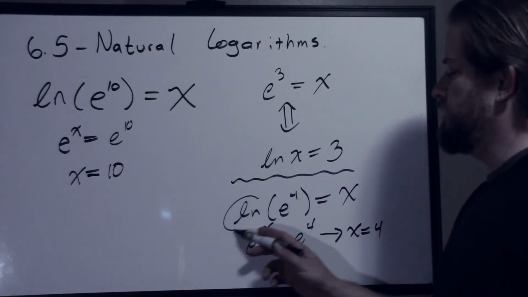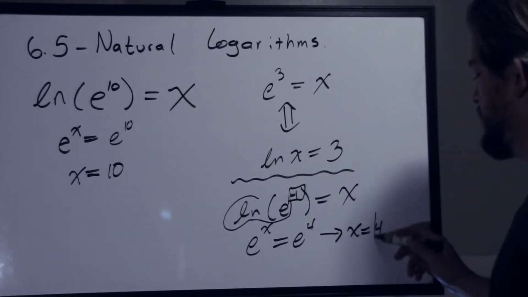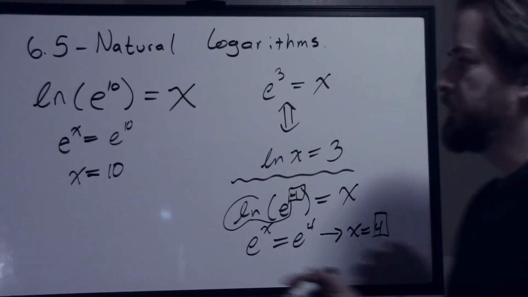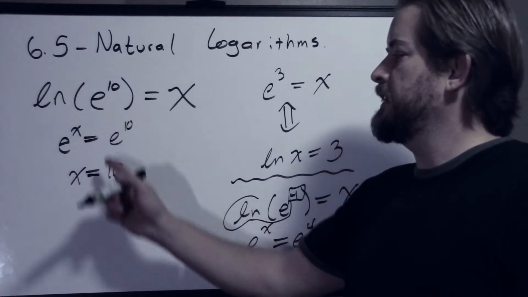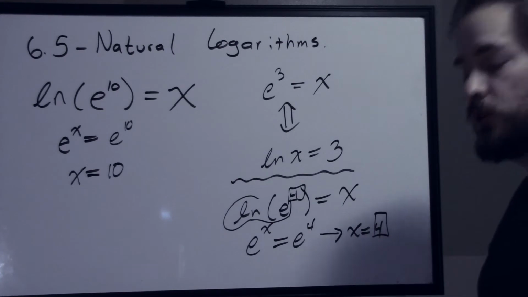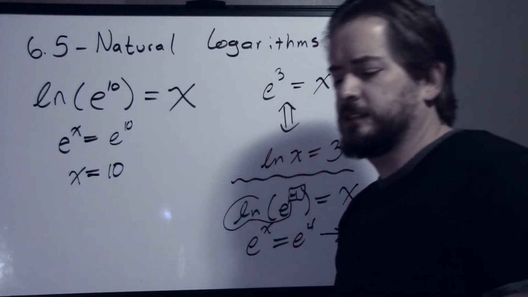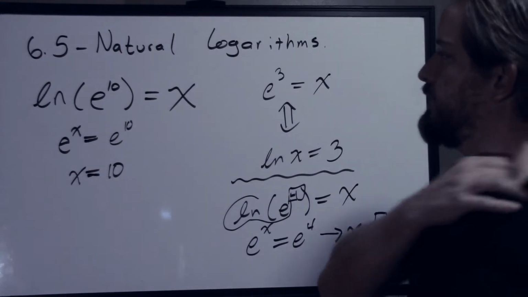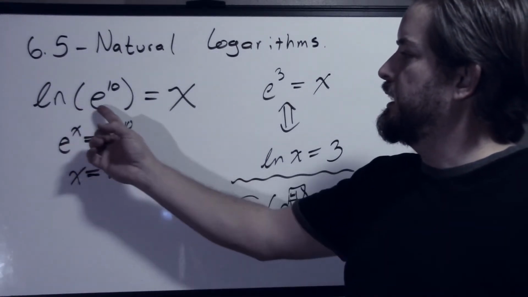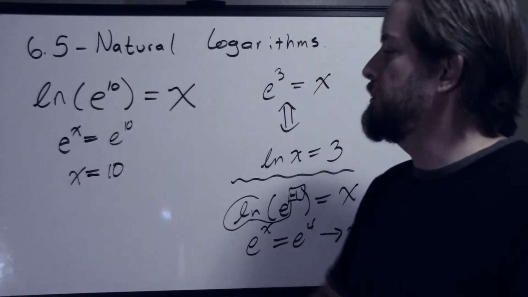Right? And so between these two examples we can kind of note something. If I have the natural log of e to a power, it ends up being that power. Natural log of e to the 10 ended up being 10. Natural log of e to the 4 ended up being 4. And that's one of the nice little properties that you'll notice. And it doesn't just work for natural logs. Anytime you have the base and then the same value raised to a power, it ends up being that power.